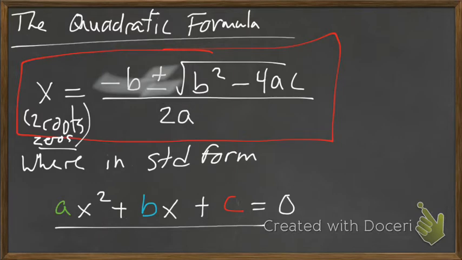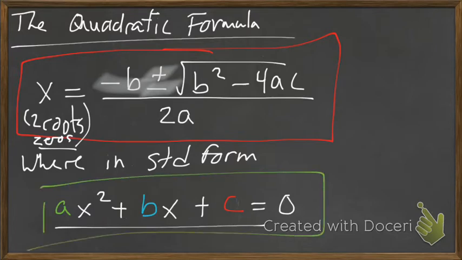Now, keep in mind, these values a, b, and c come from standard form. So if we're ever in a situation where we have an equation in standard form and we can't factor it to find the zeros, we can plug all the values into our quadratic formula and find the solutions.